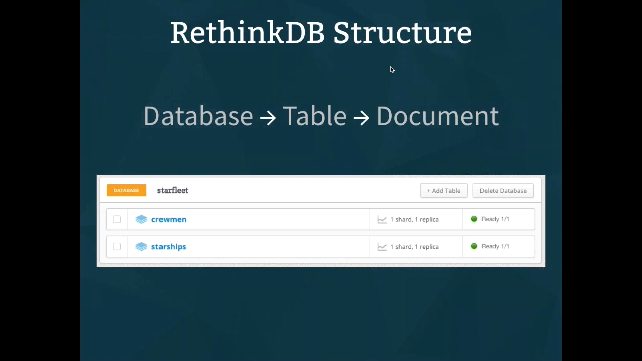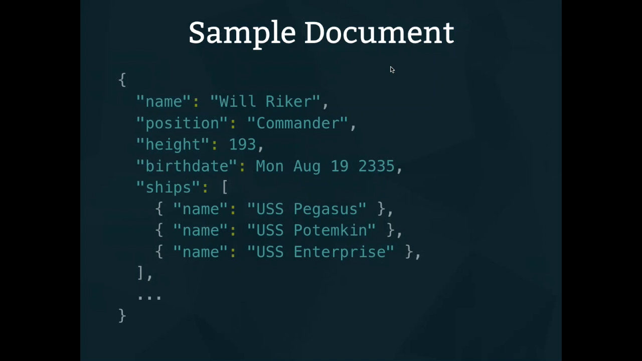The screenshot I have here is from our admin UI. You can get a feel for that structure. We have a database called Starfleet, and we have tables called crewmen and starships. For example, in that starships table, you might have a document for each ship. And here's a sample document from the crew table. It shows you what a document looks like, and it's just JSON.